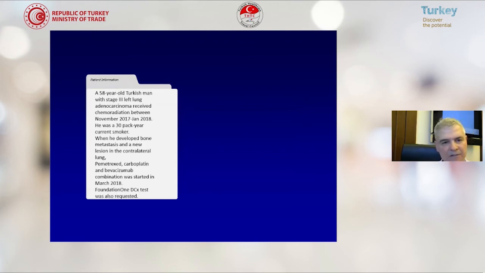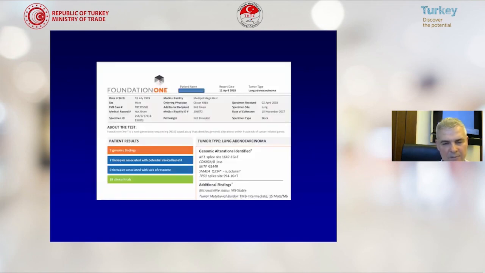So another patient, 58-year-old Turkish man with stage 3 left lung adenocancer, received chemoradiation between November 2017 and January 2018. He was a 30-pack-year current smoker when he developed bone metastasis and a new lesion in the contralateral lung. Pemetrexed, carboplatin, and bevacizumab combination was started. And we ordered Foundation 1 DCX test for this patient.